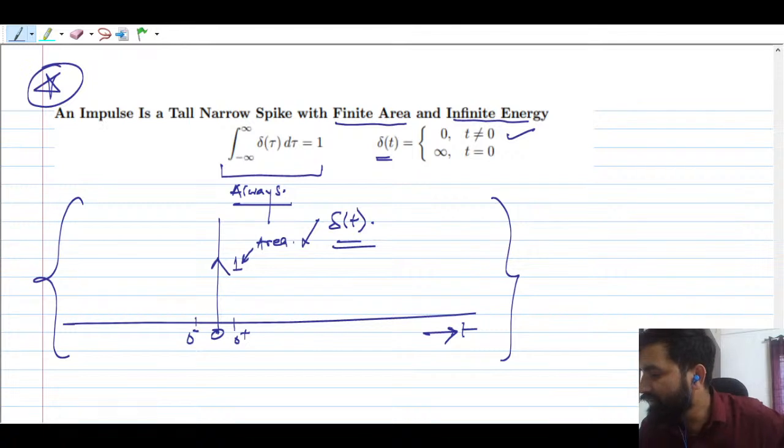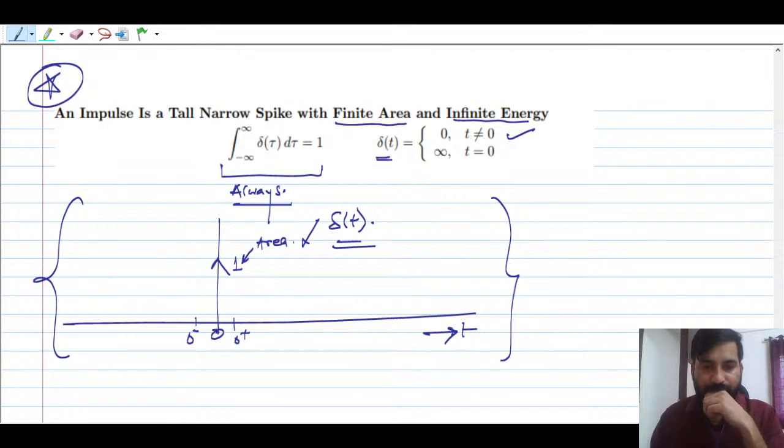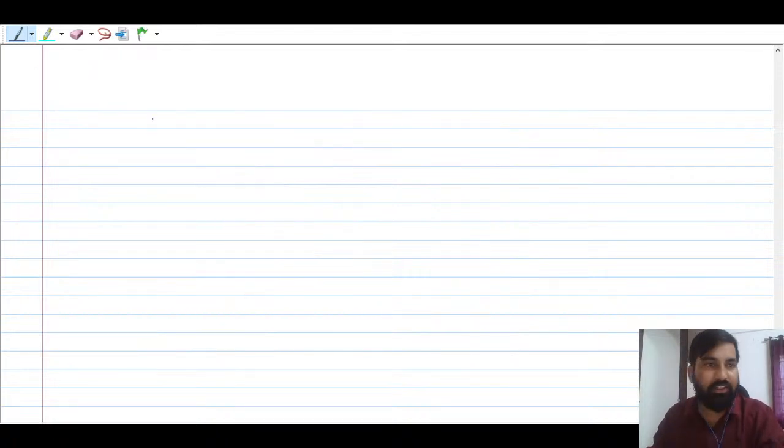So I think this is clear, and this is a very important concept to remember. An impulse is a tall narrow spike with finite area and finite energy. So this is the definition that you have to remember. Now we will talk about impulses as a limiting representation. So let us see how we can get the impulse.